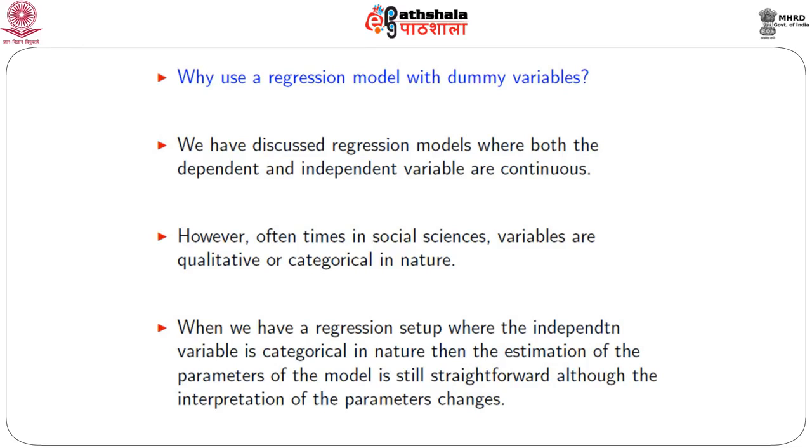Oftentimes in social sciences, variables are qualitative or categorical in nature. For example, if we want to base a study on comparing the different attitudes of male and female, in that case, the gender used as an independent variable would be categorical. When we have a regression setup where the independent variable is categorical in nature, the estimation of the parameters of the model is still straightforward, although the interpretation of the parameters is not the same as it was in case of simple and multiple linear regression.